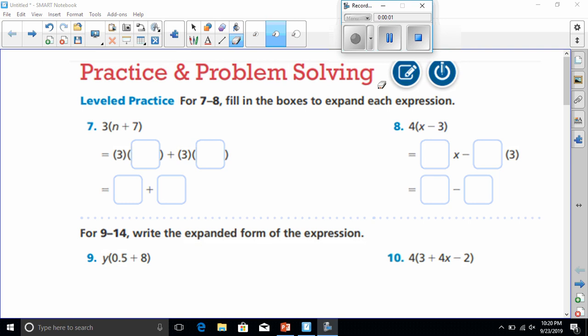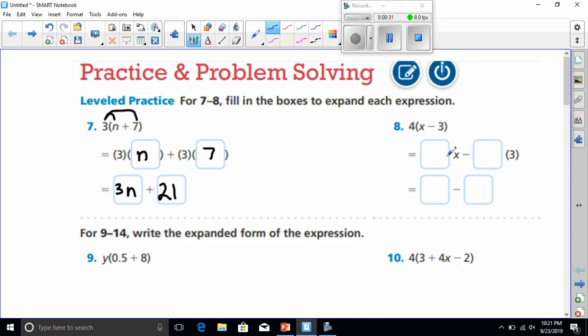All right, everybody, today we're going to be doing expanding expressions, practice and problem solving. I'm going to start with the odd ones. The first one's pretty basic. We're going to distribute properties. Since we're multiplying everything on the outside by everything on the inside, this one's 3 times n will be our first one, and then 3 times positive 7. And 3 times n is 3n, and 3 times 7 is 21. So that's a pretty easy beginning.